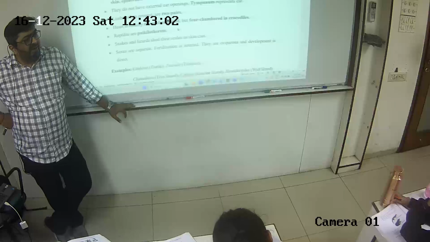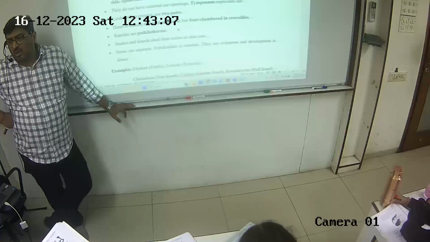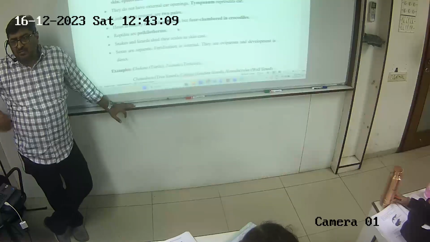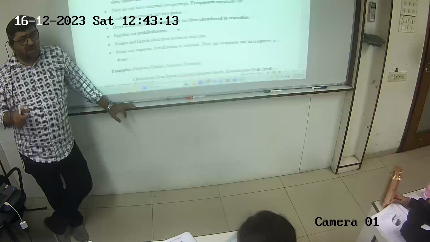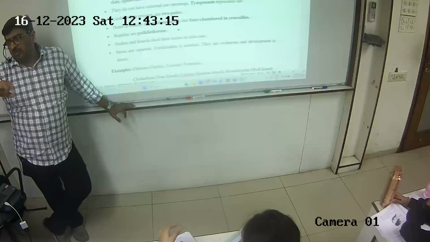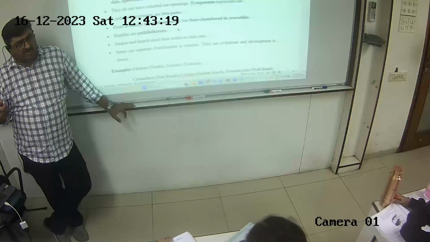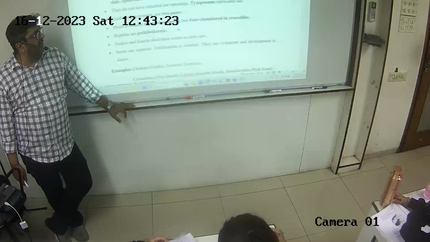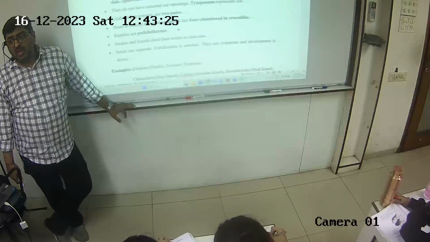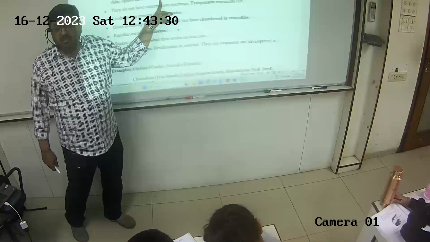Body is covered by dry and cornified skin. Cornified is when the skin forms a very thick structure. It is cornified because the uppermost layer of the epidermis is stratum corneum, so it becomes very thick. Dry and cornified skin, epidermal scales or scutes. Please, the most important word here is "or," not "and."